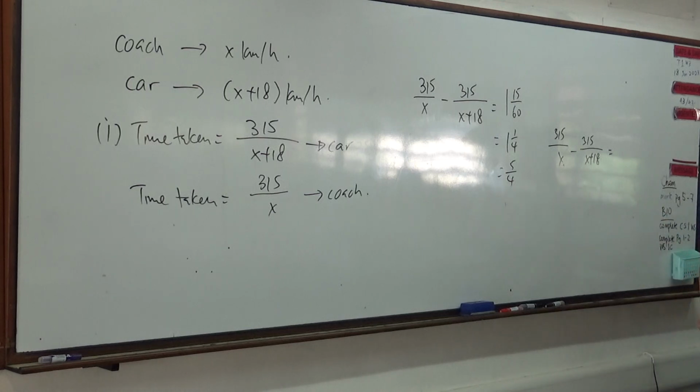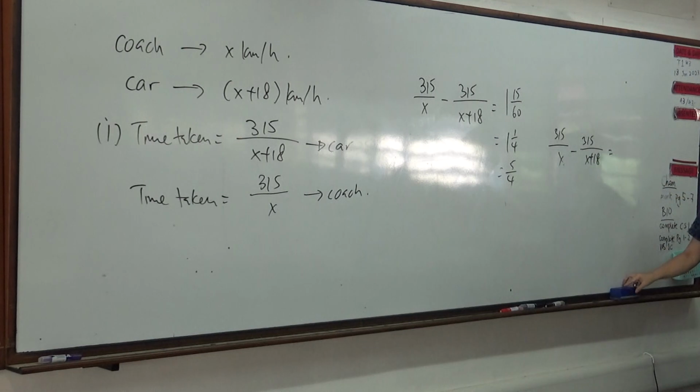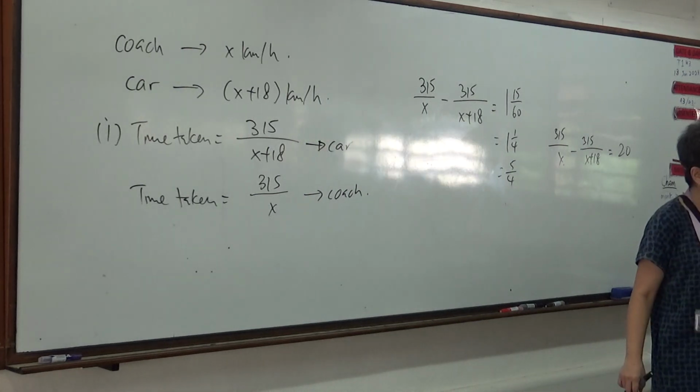The code takes 20 minutes more. How would I write here? They give you 20 minutes. So what should you do? 20 over 60. You cannot put it like that. A lot of people in the exam will put 20, and that means it's 20 hours more. Do you understand? You must look at the question. What are the units? You cannot just write 2.